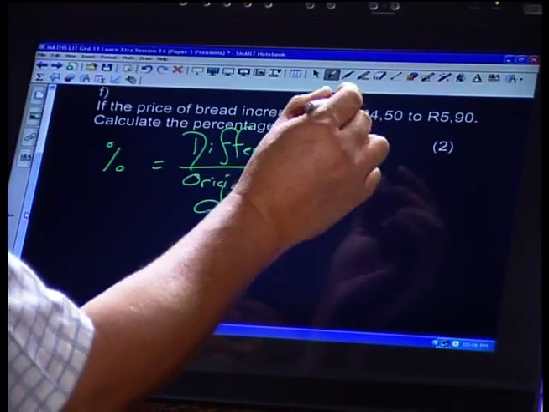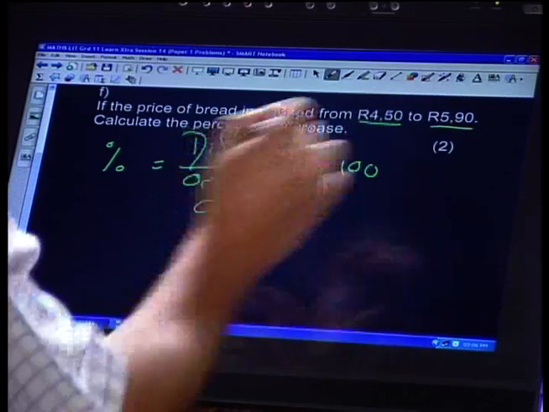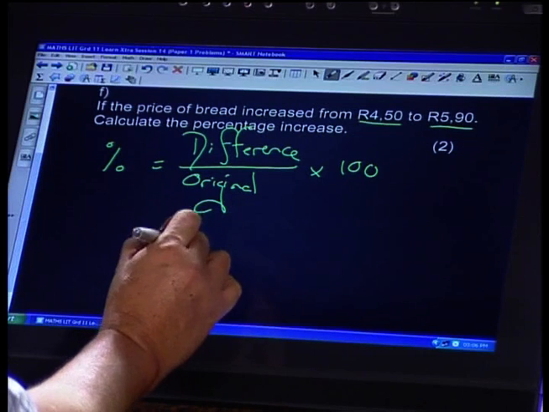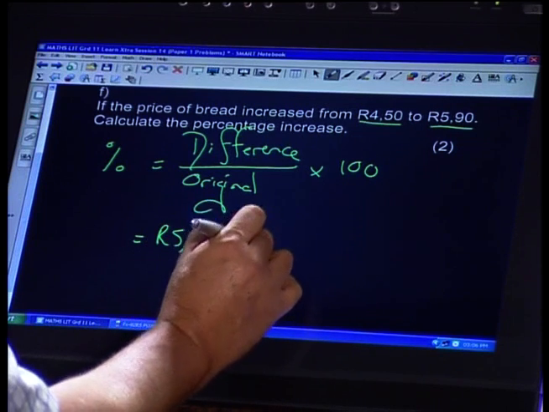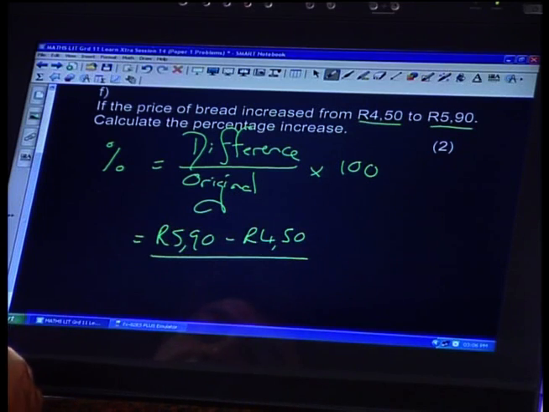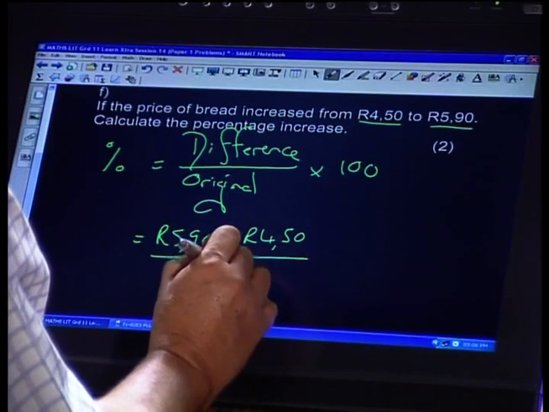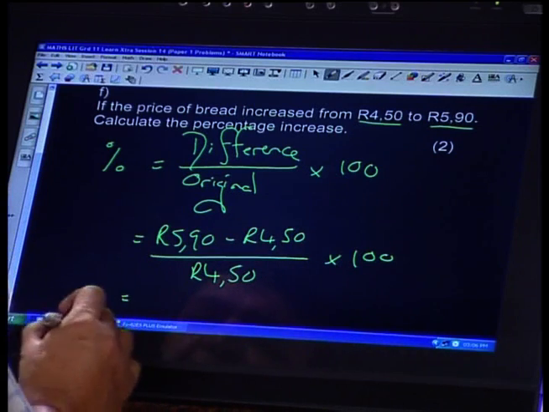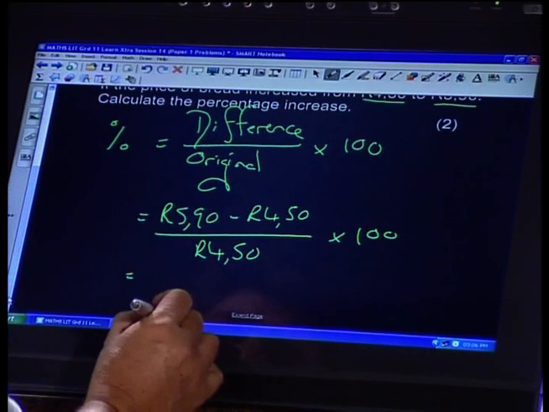So, the price of bread increased from R4.50 to R5.90. So what's the difference? The difference is R5.90 minus the R4.50. That is the difference. Okay? Over the original. What was the original price of the bread? The original price of bread was R4.50 times 100.